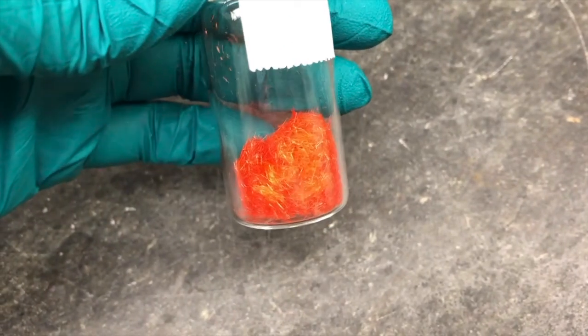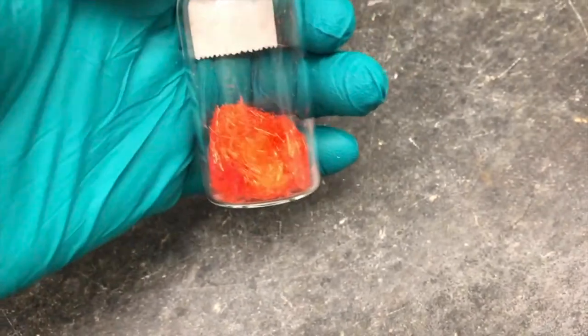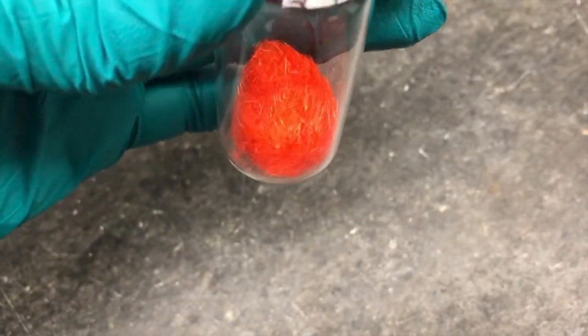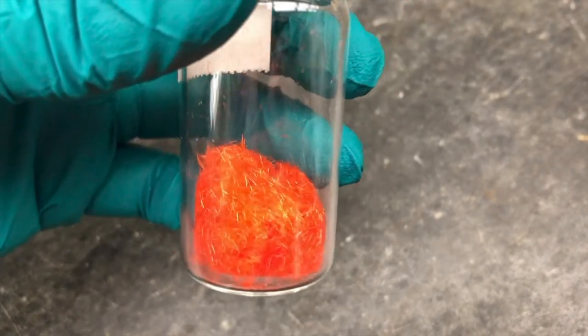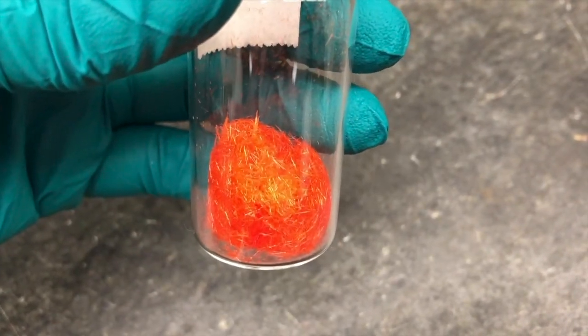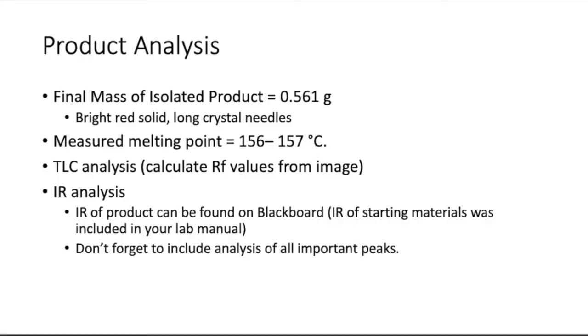And so this is what the final product looks like after it's been drying for a few days. So we're going to use this to take our melting point, an IR, and then a final mass. And this should be everything you guys need to write your final report. Make sure that you look on Blackboard. We have images of the TLC plate and then also an IR of the product.